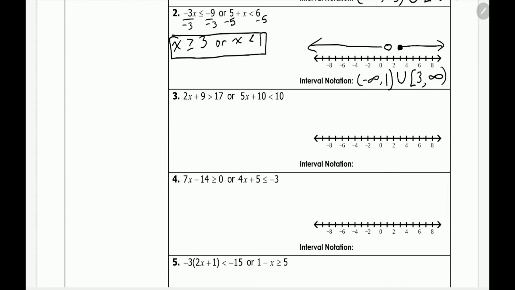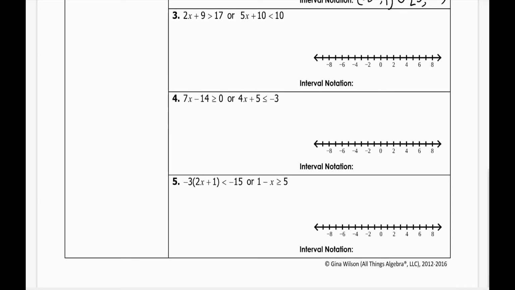Let's move on to number 3. So number 3 is 2x plus 9 is greater than 17, or 5x plus 10 is less than 10. Let's go ahead and start solving. So for the first one, we have to subtract 9 from both sides.